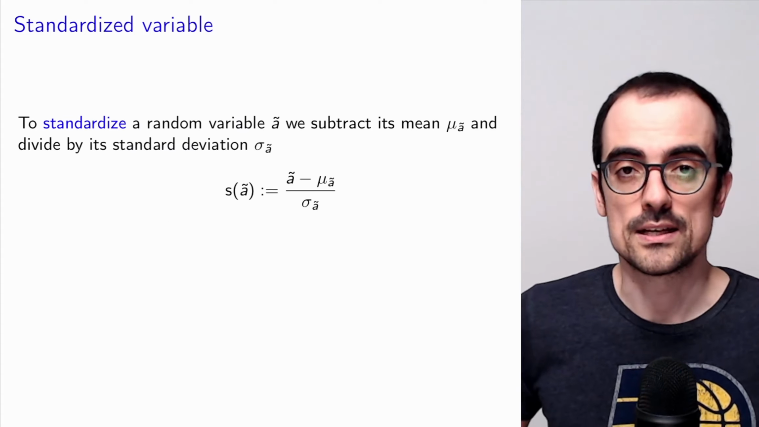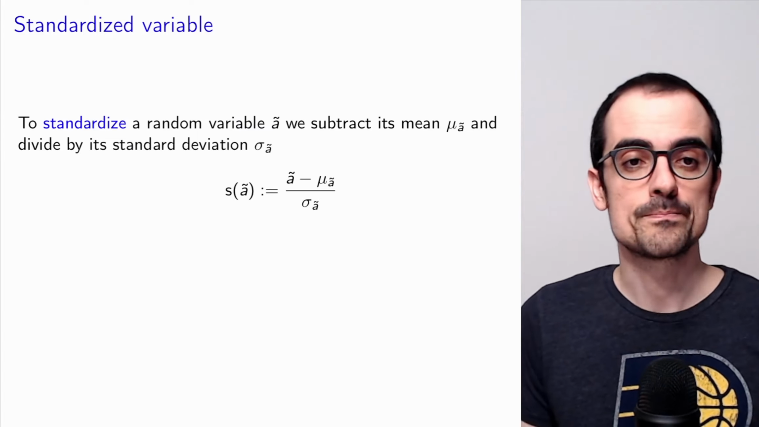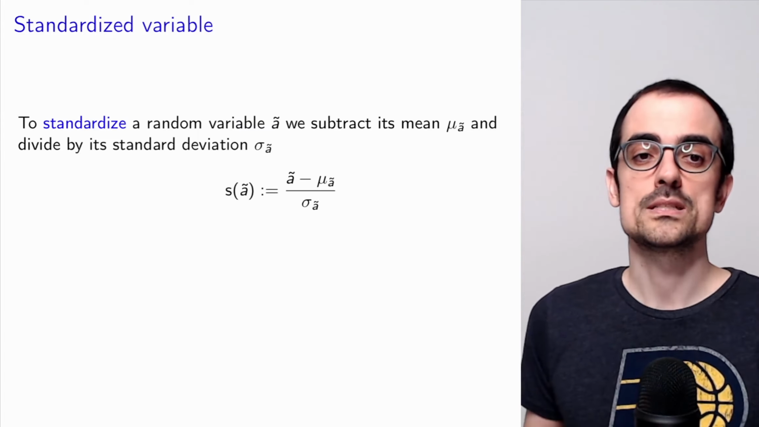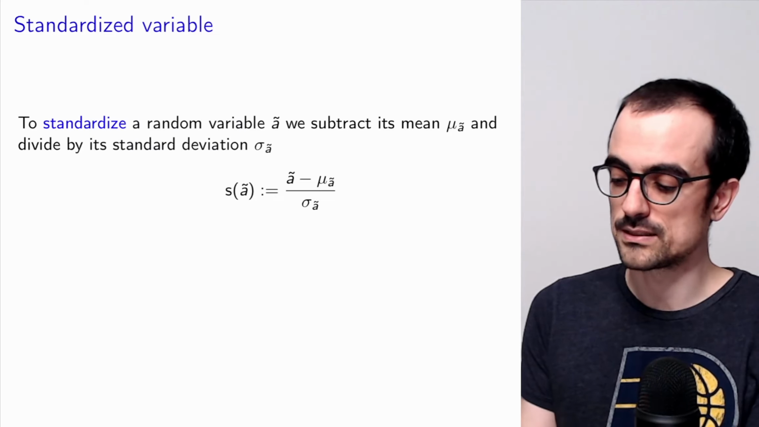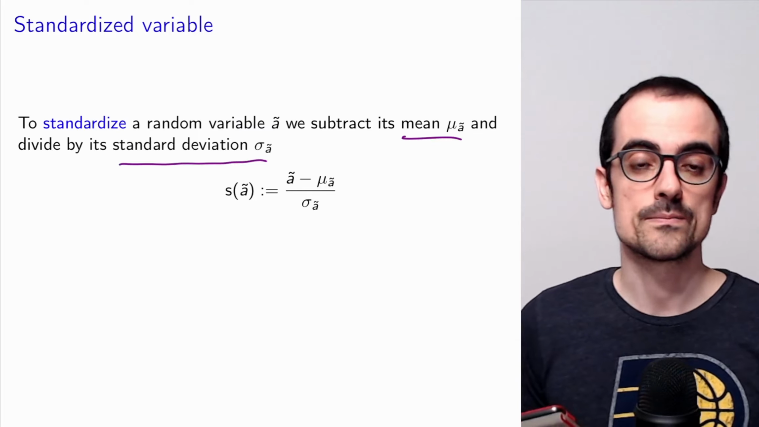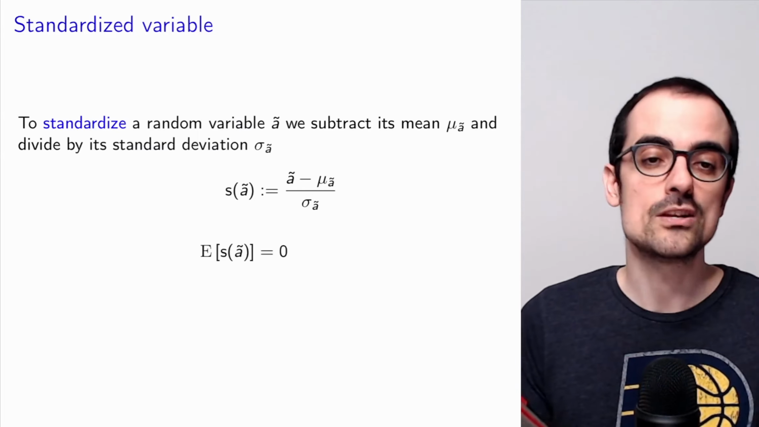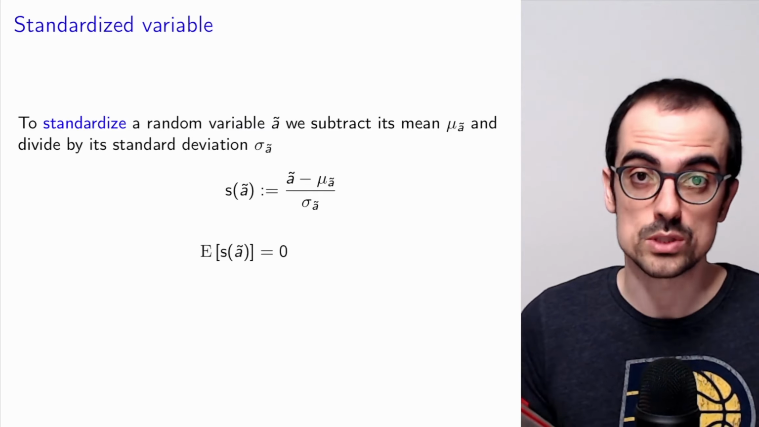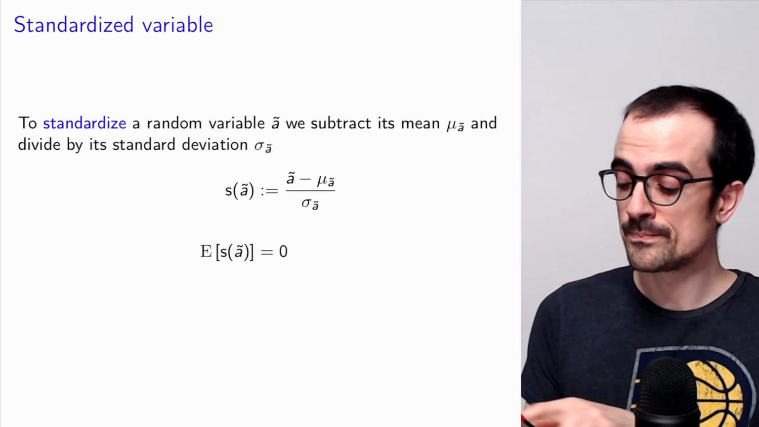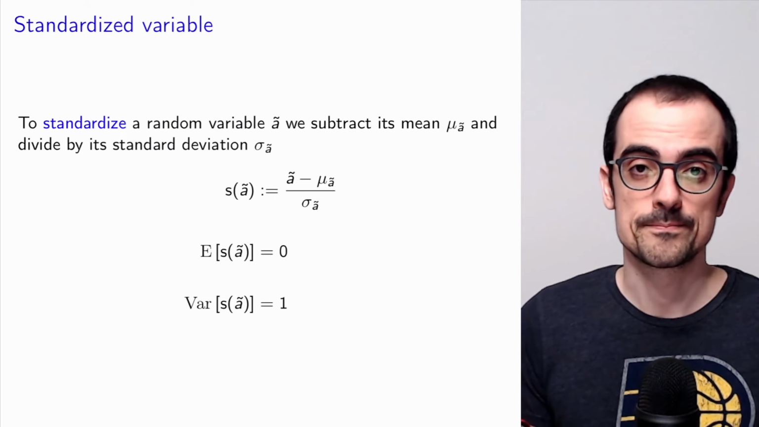To begin, it will be useful to remind ourselves what a standardized variable is. A standardized random variable is a random variable from which we have subtracted the mean and which we have divided by the standard deviation. What do we achieve by this? Well, we center the random variable. The mean of the standardized variable is going to be equal to 0, and we normalize it so that the variance of the standardized random variable is equal to 1.